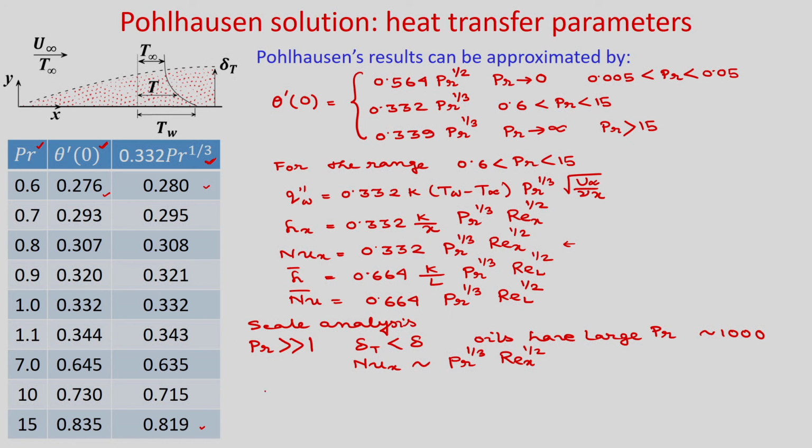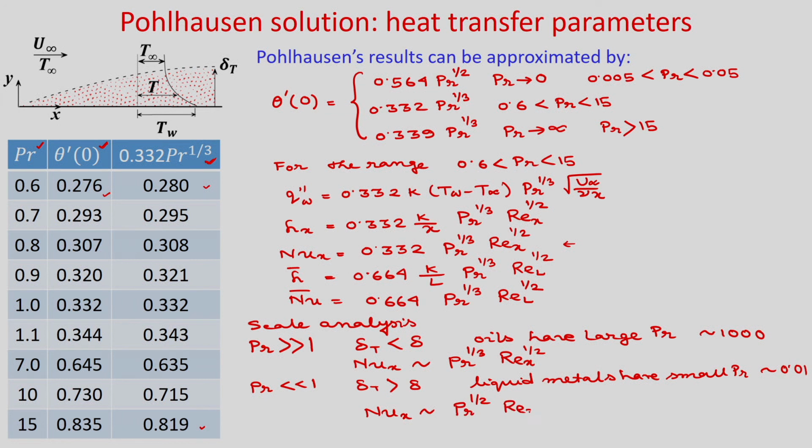Okay. Similarly, for low Prandtl number fluids, delta T is greater than delta, and generally liquid metals have small Prandtl number, of the order of 0.01. So, if you recall, we have found Nusselt number x of order Prandtl number to the power half Re x to the power half.